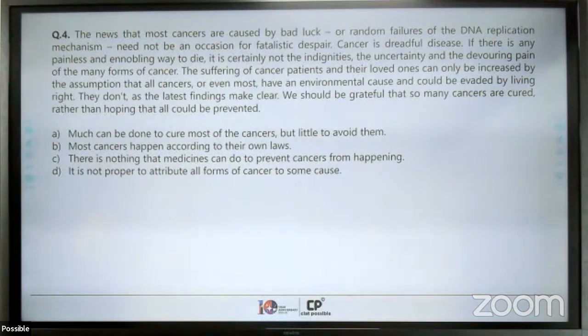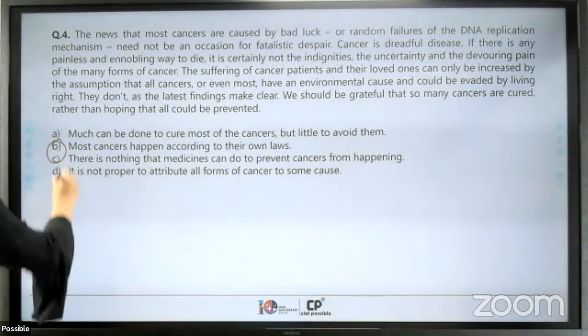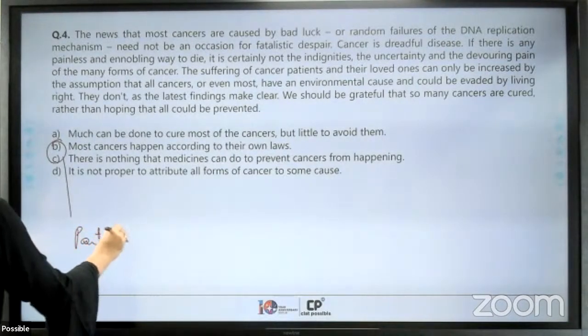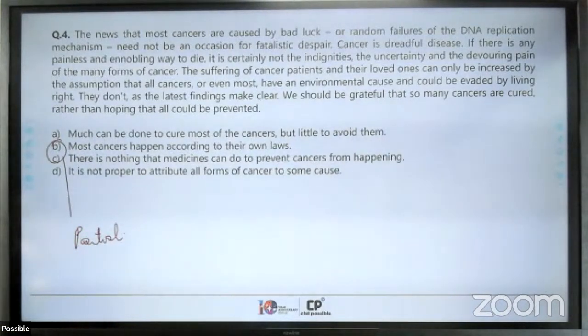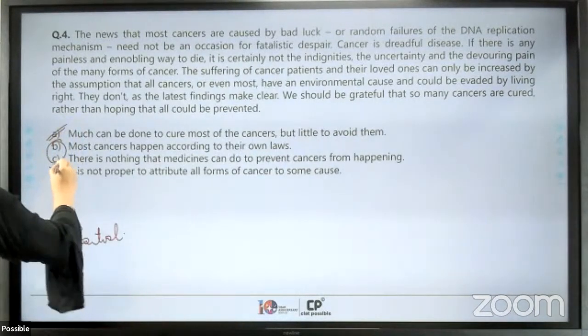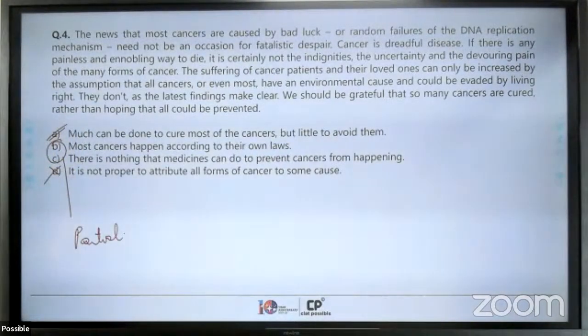This was easy. Fourth is the easy one. B and C both were partials. I'm not reading the paragraph. I'm just providing you with the answer, and the answer is A. D is not a summary. It's not proper. Absolutely wrong.